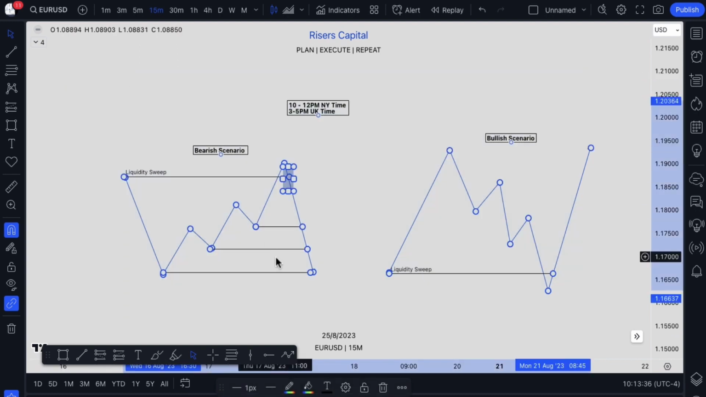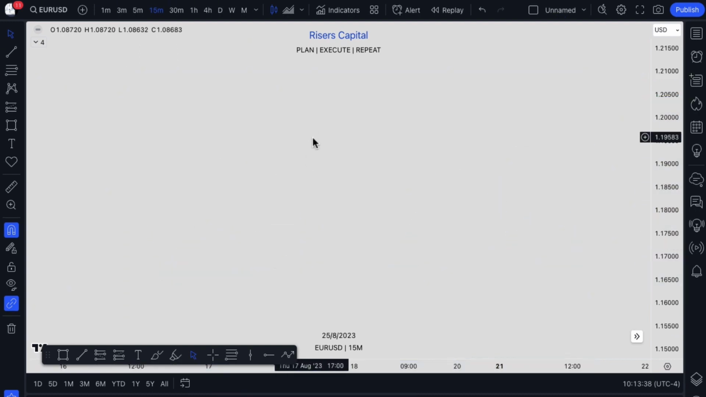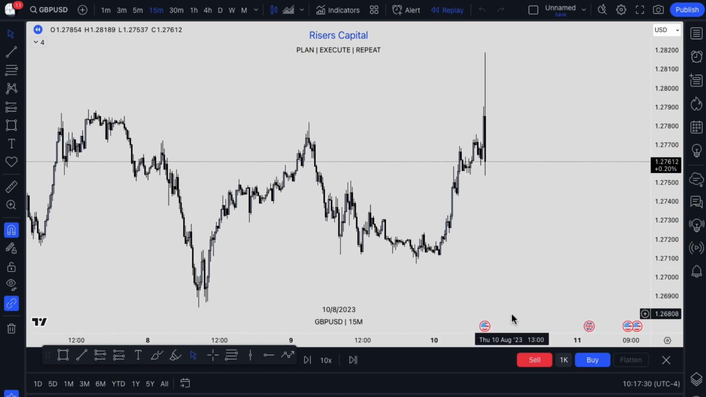You want to be looking at this mainly on GBP USD, so GU, and Euro USD, EU, and the US indexes. So the SP 500 and the Nasdaq 100, also US 30, so Dow Jones. So let's get straight into this. In this example I'm going to be showing you GBP USD and a sell scenario, so a bearish scenario.